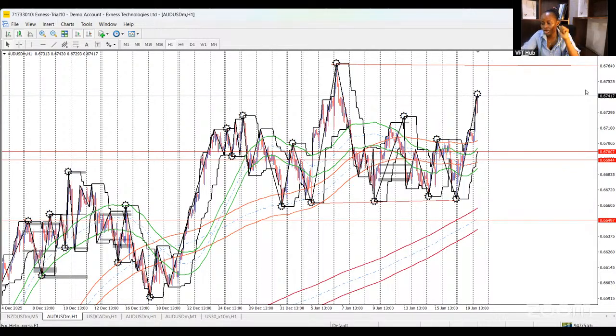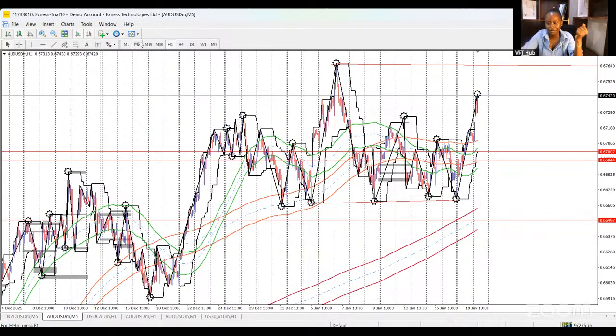So 0.67007, 0.66944, 0.66497. If you do not have these indicators on the chart, you're not a student of the FX Bootcamp training that we host here at the VFT Academy. Take note of the price points I'm calling out. That's why I'm calling them out, so you can hear them and look out for those zones on your own chart as well.